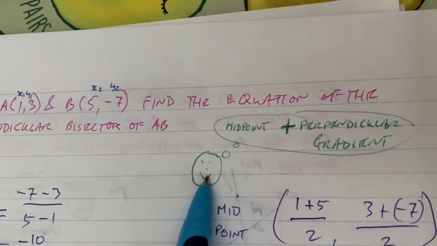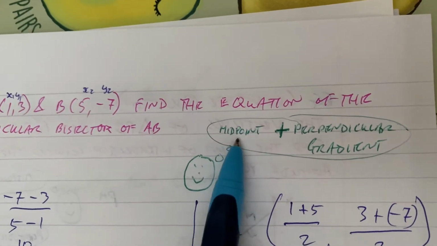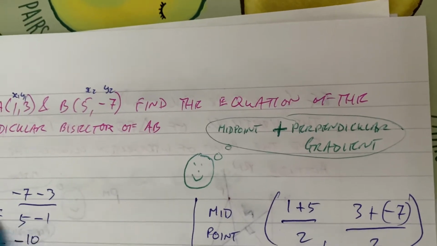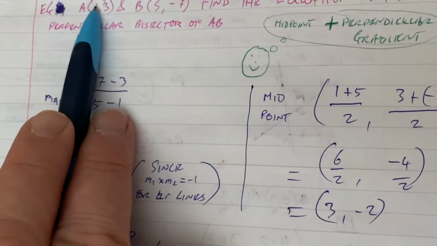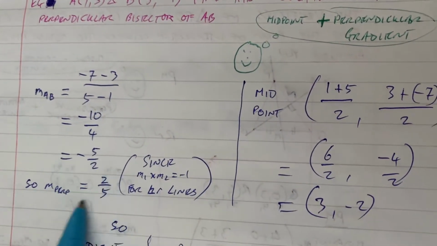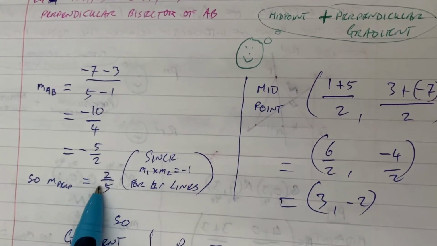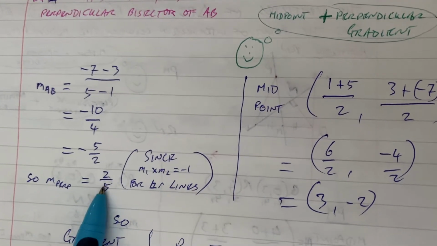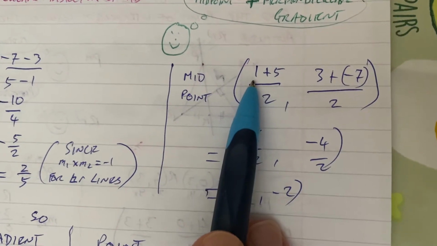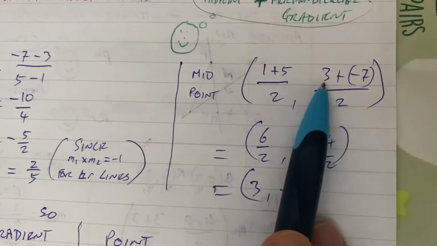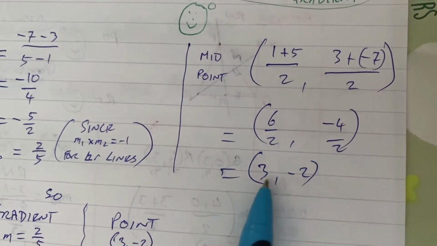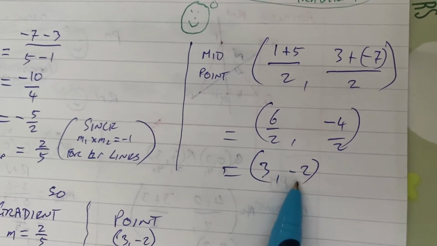Thinking about it from the previous page, we need the midpoint and the perpendicular gradient. So we find the gradient of AB: x1, y1, x2, y2, plug them in and get our gradient. Remember, flip it, change the sign. So our perpendicular gradient will be 2/5. Our midpoint, we add x1 and x2 over 2, y1 and y2 over 2. So we get 6 over 2 and -4 over 2.